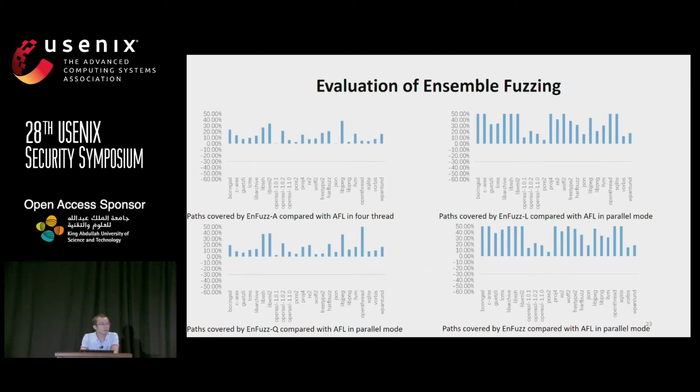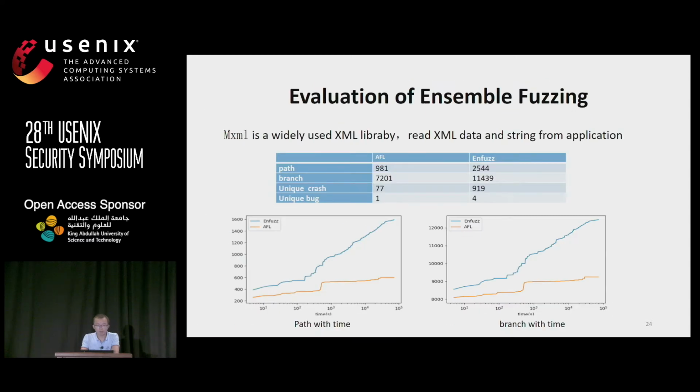EnFuzz performed the best because we chose different fuzzers. They belong to 3 different types, not 2 types or 1 type. So the result is better.